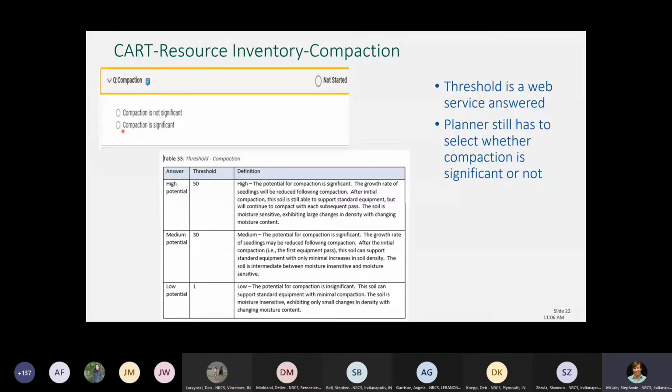All right, I have a couple slides from CART, but I'm going to stop and just see if there's any questions at all. Or Shannon, if you have any comments to discuss or support. Nope, you're good. See if there's any questions.